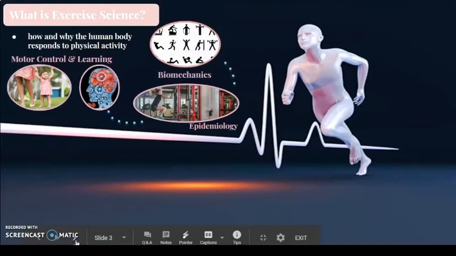Biomechanics is the study of the mechanical laws relating to the movement or structure of the body. An example of this includes design in the orthopedic industry to create new joints, prosthetic limbs, or other fixations for the body.